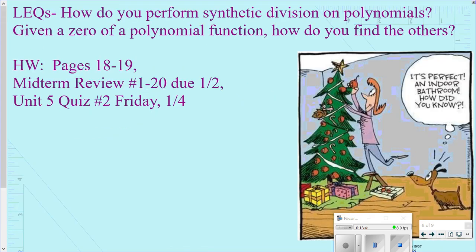So that takes care of your notes for today with synthetic division. There's your assignment for tomorrow.